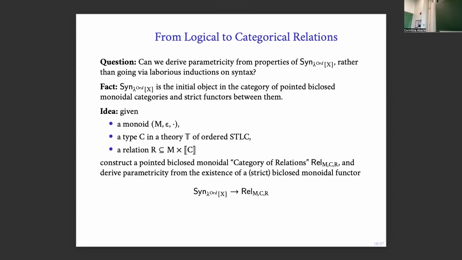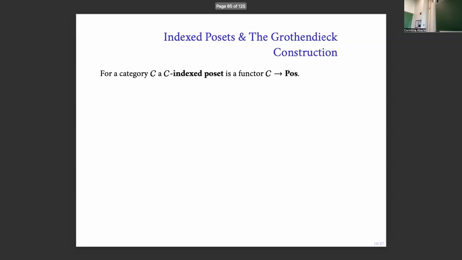And so here's the idea. Given a monoid and a type in a theory T, and a relation between that monoid and the closed terms of that type, we will construct a pointed biclosed monoidal category of relations and derive parametricity from the existence of a functor like this, which follows from the fact that this category is initial. But then how do we construct this category of relations? So we're going to need some categorical machinery.